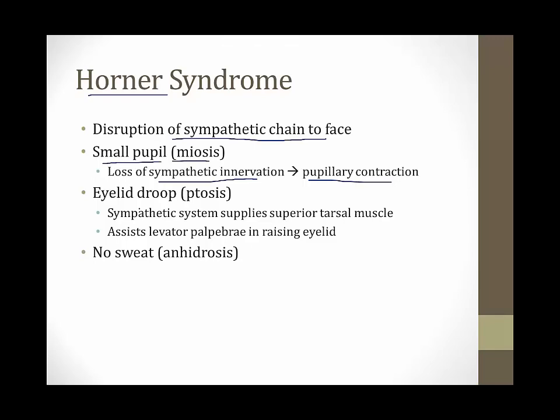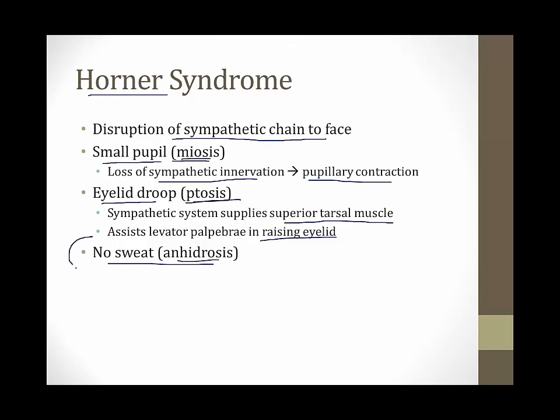Patients with the Horner syndrome also have eyelid droop, which is known as ptosis. This is because the sympathetic nervous system supplies the superior tarsal muscle, which assists the levator palpebrae in raising the eyelid. And then finally, the third characteristic of the Horner syndrome is absence of sweat on one side of the face. This is called anhidrosis. So many people remember that the Horner syndrome consists of miosis, ptosis, and anhidrosis.